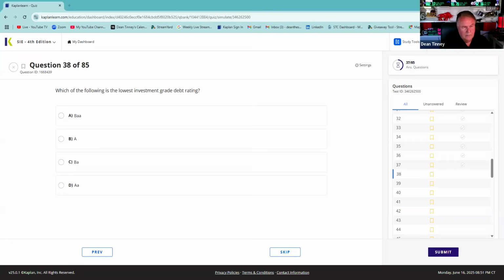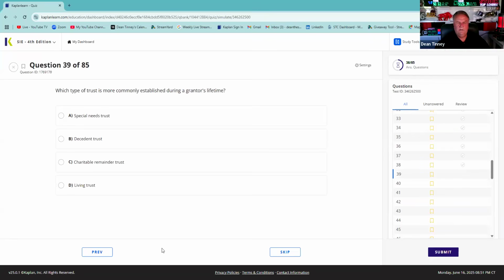Remember, there are two risks when you buy bonds: credit risk, based on the credit rating, and interest rate risk. When interest rates go up, your bond goes down.